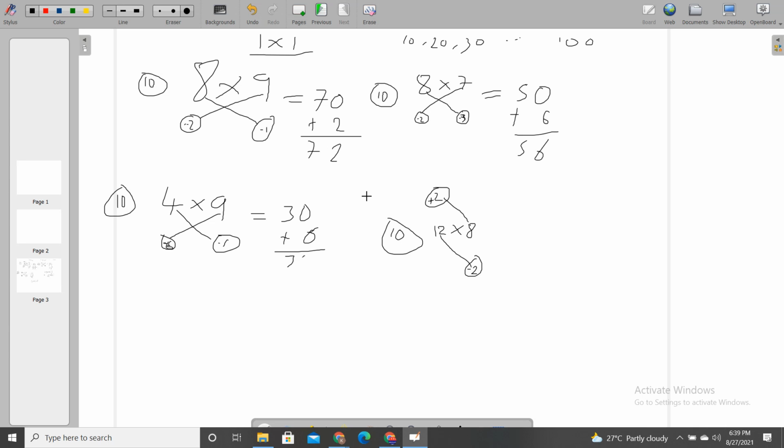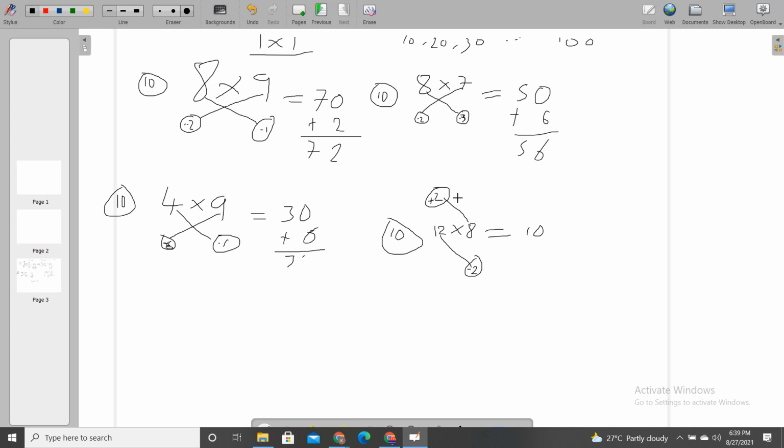Okay, so if I subtract 2 from 12, I will get what? 10. If I add 2 plus 8, it's also 10. Any other way you do, it will be the same thing. So I have my 10 here.